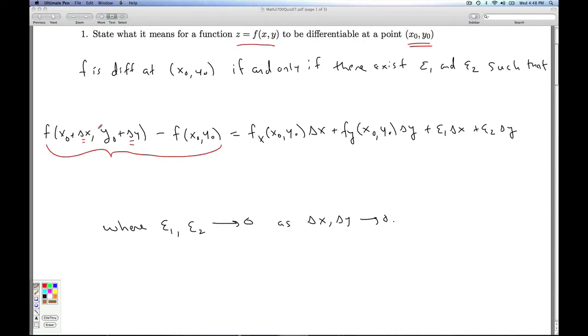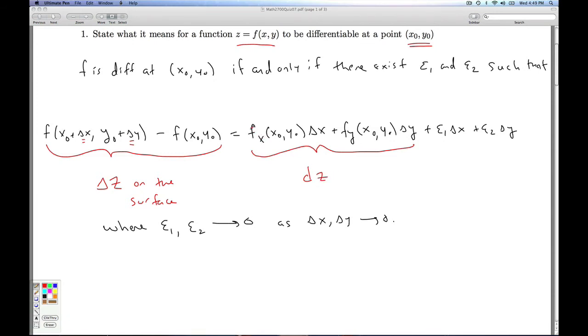So f at this new point represents the z value on the surface at the new point. f at x naught, y naught is the z value on the surface at the original point. So what's actually happening here is this is the actual change, delta z, on the surface. Now what's this equal to? Well, hopefully you recognize this as the total differential of z, dz.